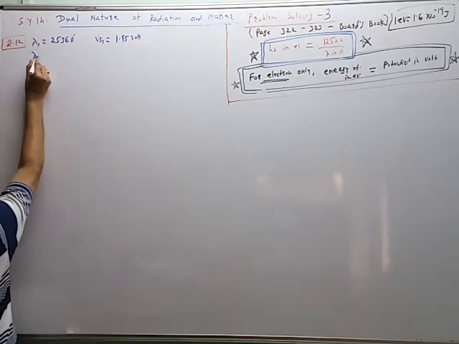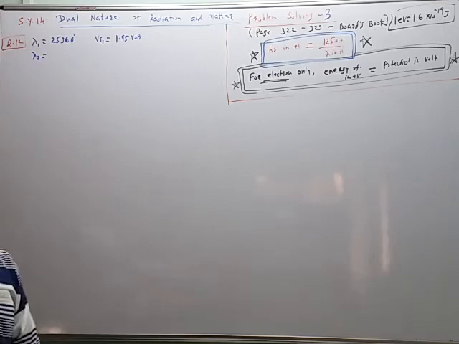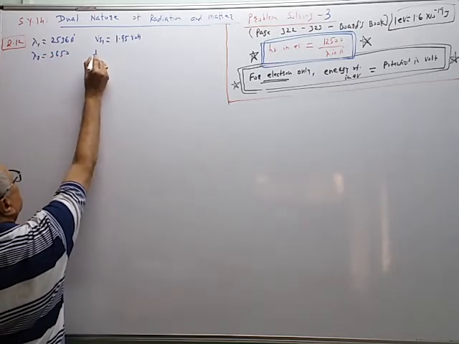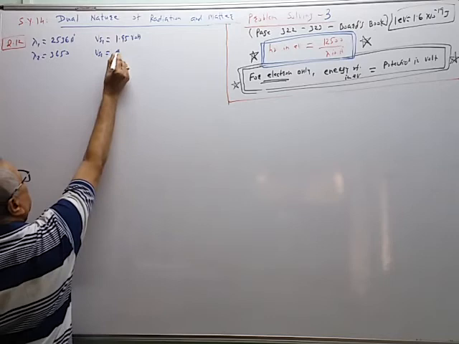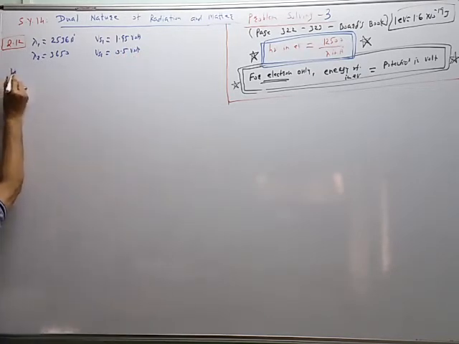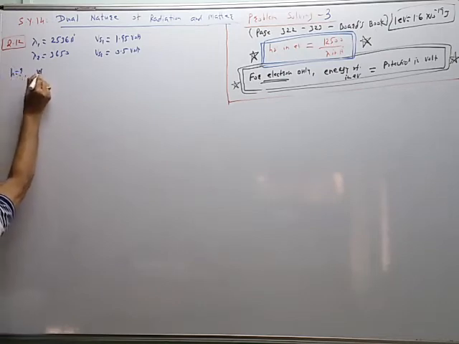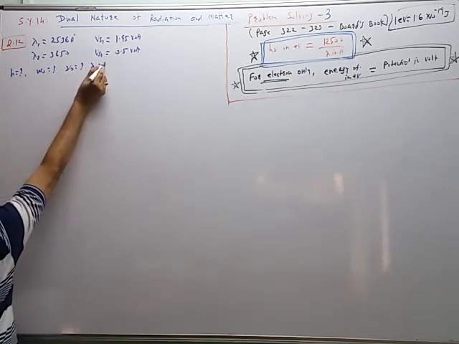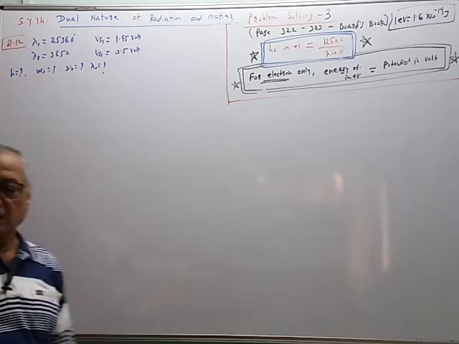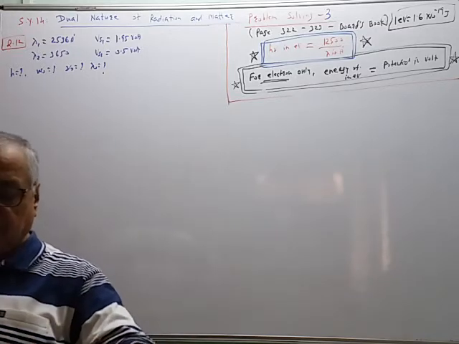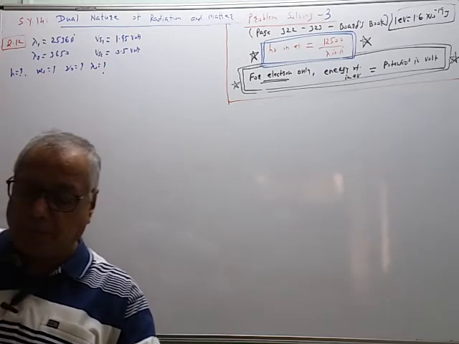The second wavelength lambda 2 is 3650. It is more, so incident energy will be less, therefore stopping potential will also be lesser. It is only 0.5 volt. And you have to find Planck's constant h, W0, nu 0, lambda 0. So two values of stopping potential and two values of incident wavelength are given.